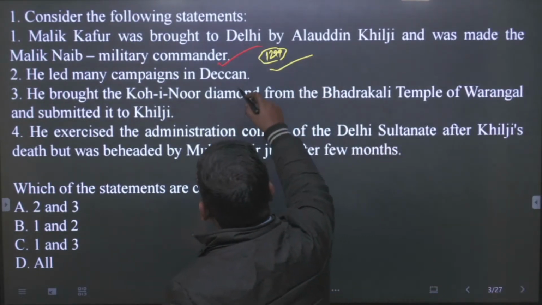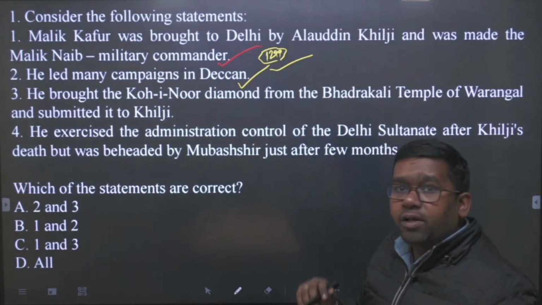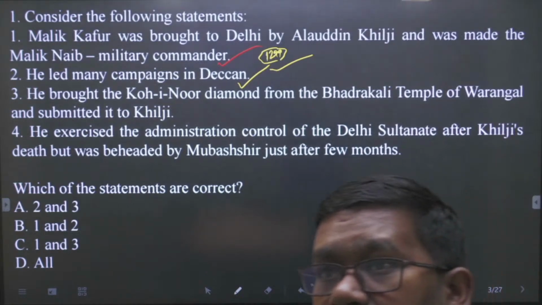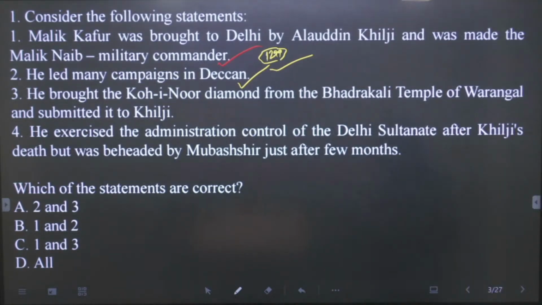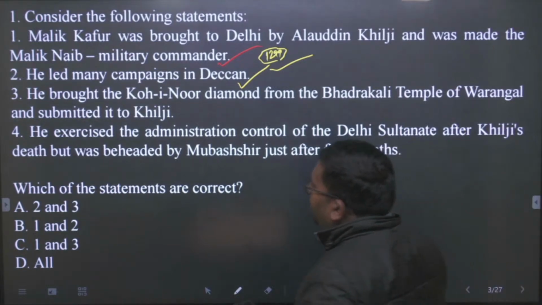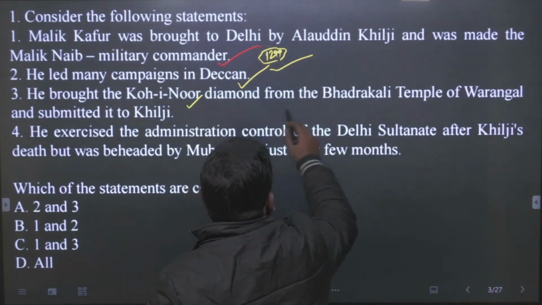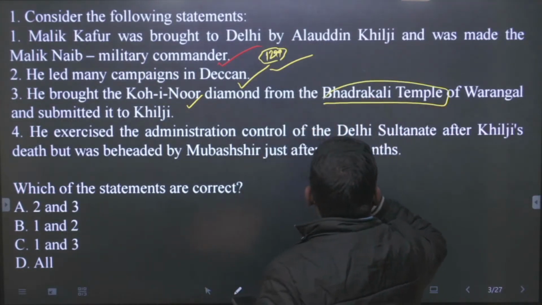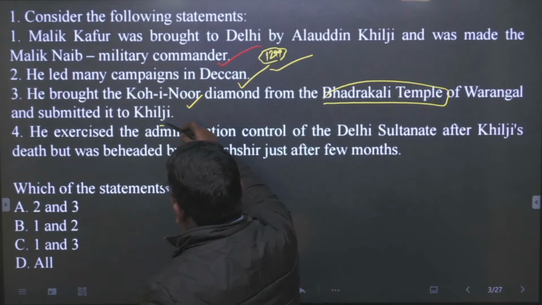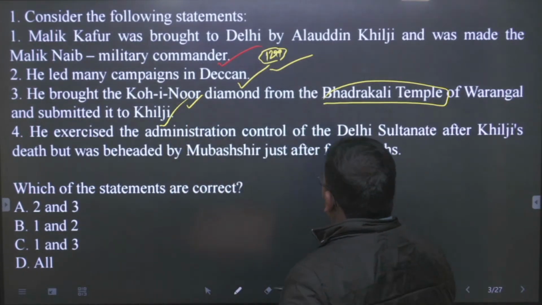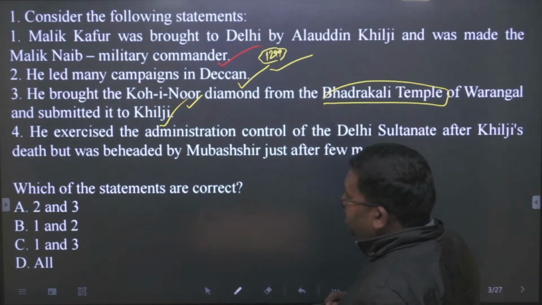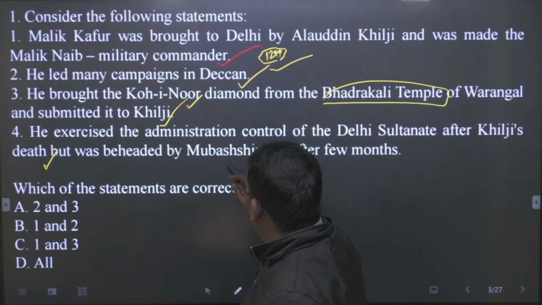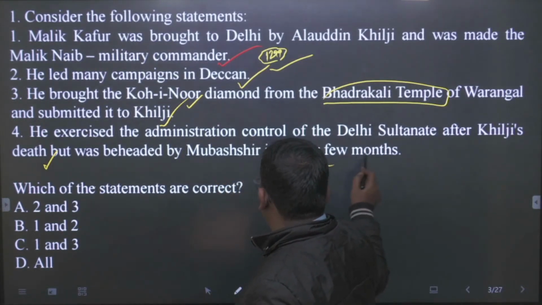He led many campaigns in the Deccan. Yes, it is true. Students, you can also comment your answer in the comment box, and if you have any doubt you can always write it. Okay. So what we see, statement 2 is also true. He brought the Kohinoor diamond from the Bhadrakali temple of Warangal, from the Kakatiya dynasty. So this is also true. He exercised administrative control of the Delhi Sultanate after Khilji's death. Yes, true, in 1316, but was beheaded by Mubarak just after 2 months. Yes, it is also true.